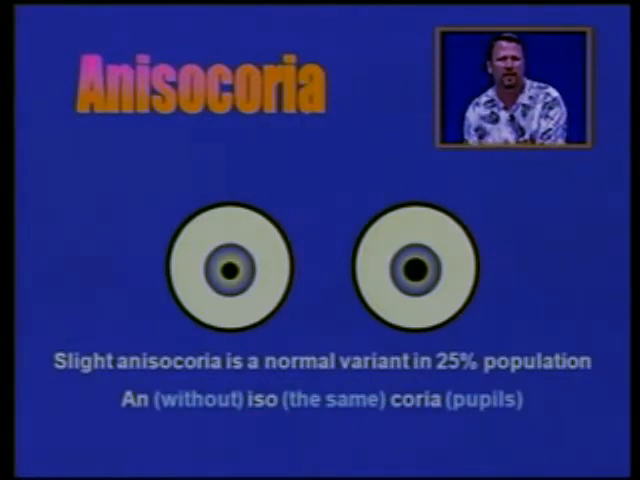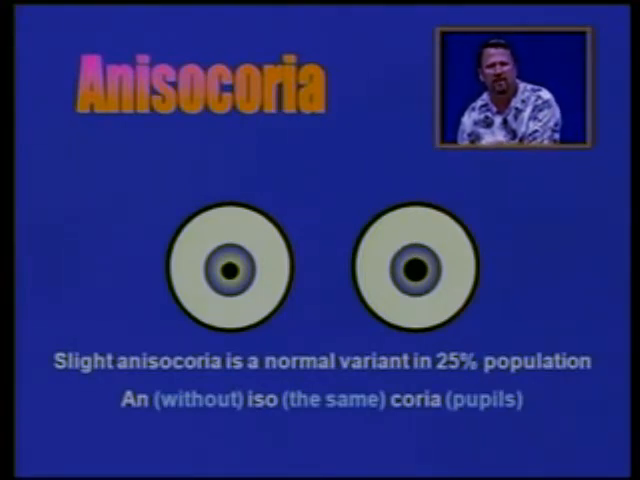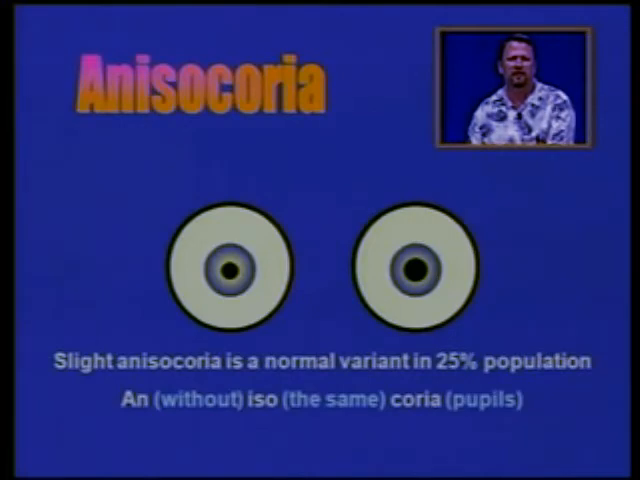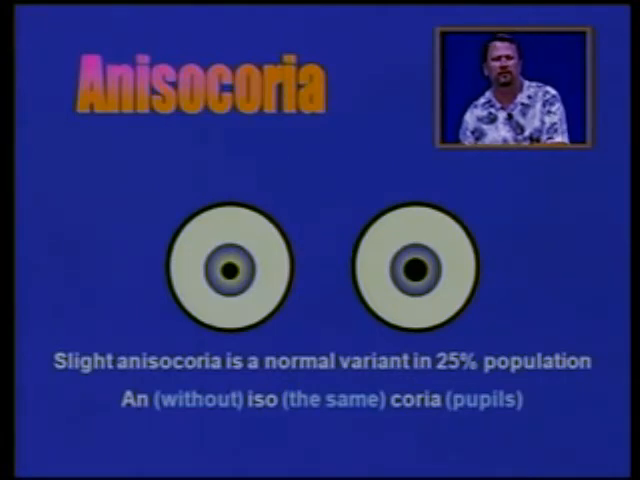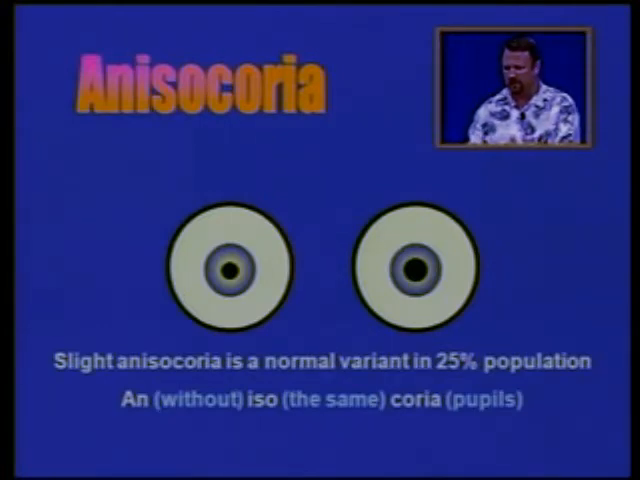Anisocoria means unequal pupils. And slight anisocoria is a normal variant in 25% of the population. Without iso, the same, choria, pupils. That's where anisocoria comes from. So slightly unequal pupils is normal in 25% of the population.